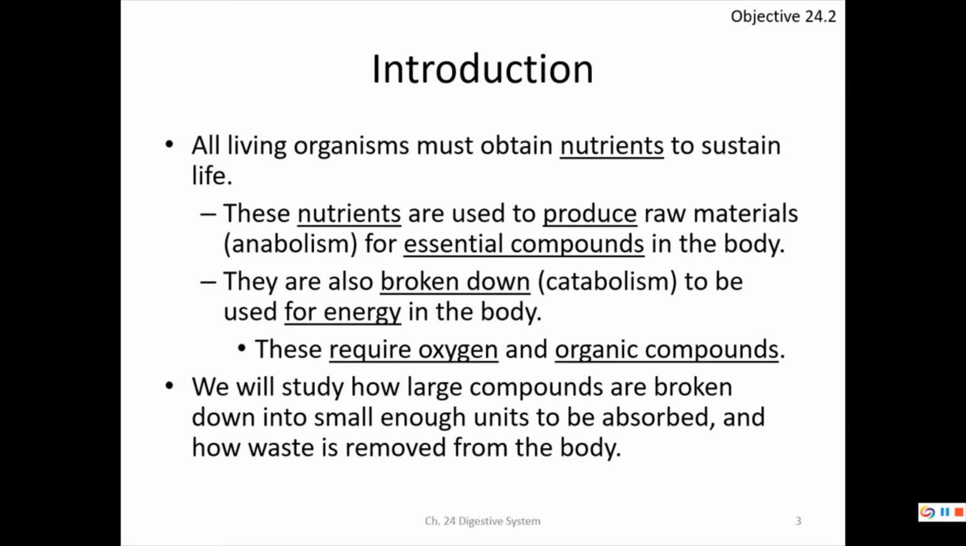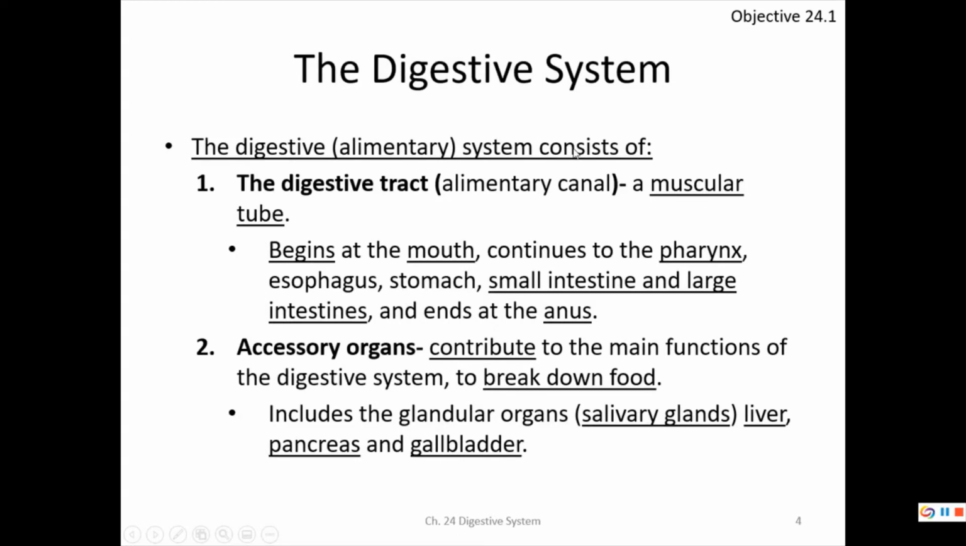So we're going to look at how this happens. And to really get ourselves started, we're going to understand what our digestive system is. Now, our digestive system is kind of two components. The first component is just the food tube, the tube that goes from the mouth to the anus that acts as basically a conduit to move the food through and absorb the nutrients.